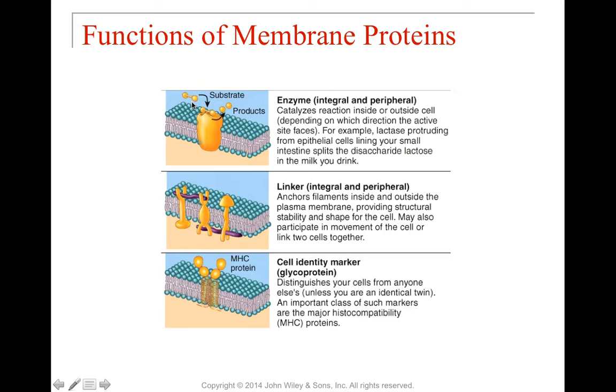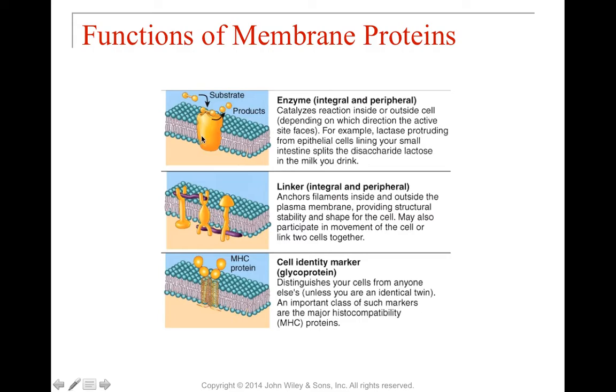And these enzymes are going to be on the peripheral region of the cell, again, embedded in the plasma membrane. And they can catalyze a reaction either inside or outside, depending on wherever the active site is. So a good example of this is lactase. Now remember, anytime you see ACE, we're talking about an enzyme. Anytime you see OS, we're talking about a sugar.